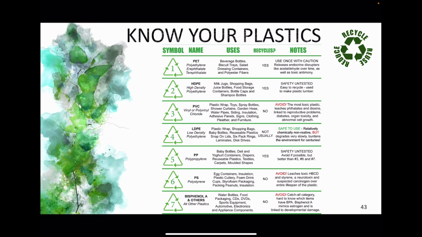Last but not least, resin identification code with number 7. This type of plastic refers to bisphenol A and all other plastics. It is used in the production of water bottles, food packaging, CDs, DVDs, sport equipment, automotive, electronics, and appliance components. This type of plastic cannot be recycled. Therefore, you need to avoid using this plastic. It is a catch-all category, so it is hard to know which items have BPA. Bisphenol A mimics estrogen and is linked to developmental damage.